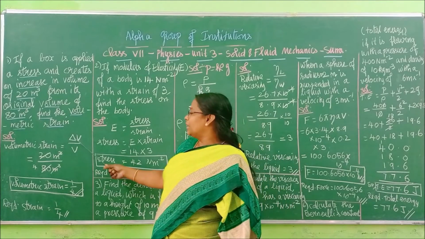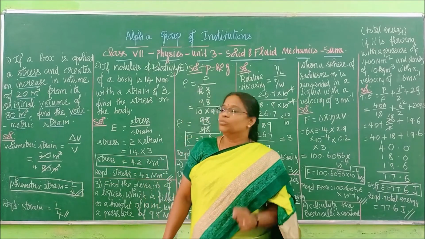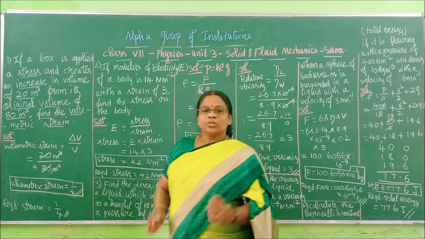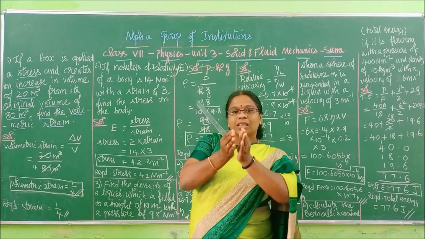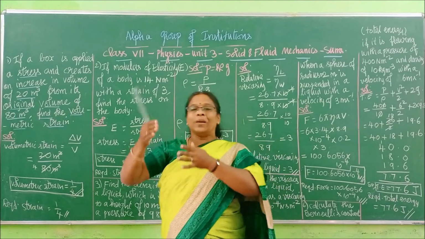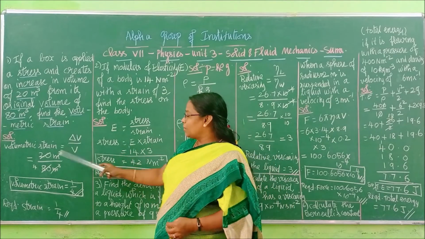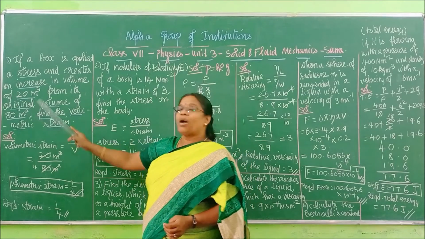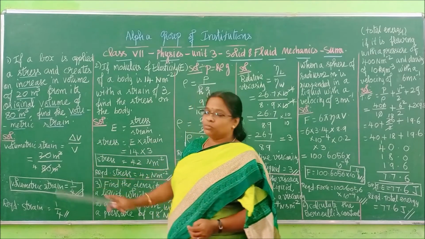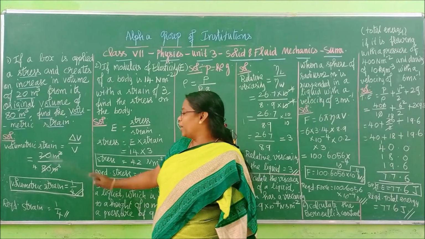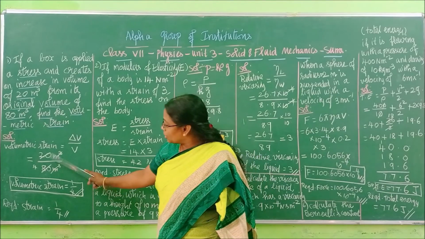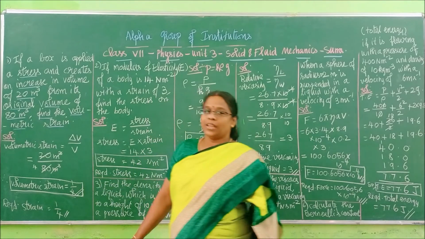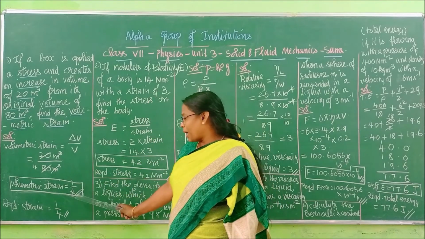So what is delta V? Change in volume. What is the change in volume? 20 meter cube, since from 80 it increased as 80 plus 20. So delta V is 20 meter cube, and what is V? It is the original volume, 80 meter cube. So meter cube gets cancelled, 0 gets cancelled, 2 1s are 2, 2 4s are 8. So your answer is 1 by 4.